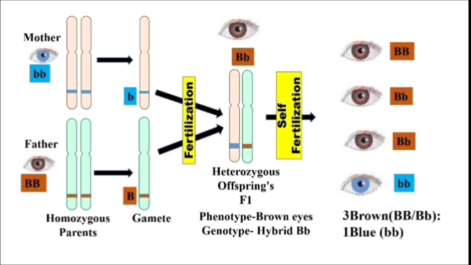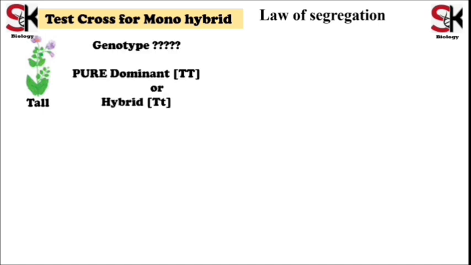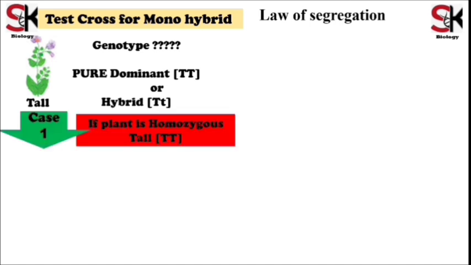I hope you have understood how one trait is inherited from one generation to the next by the Mendelian principle. Now the question is, if you are given one plant with a tall phenotype, could you find out the genotype of this plant? The answer is yes. We can find out the genotype of any given plant. For that, we need to do a test cross, in which we hybridize the given plant with a homozygous recessive plant.